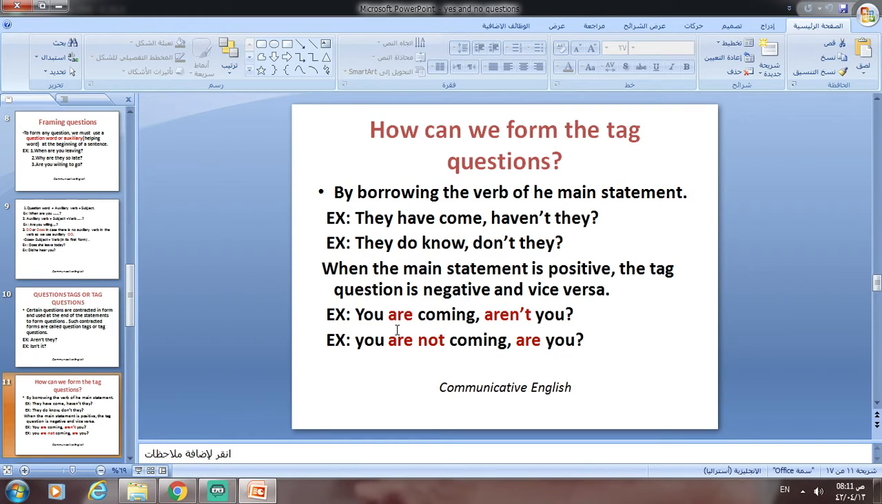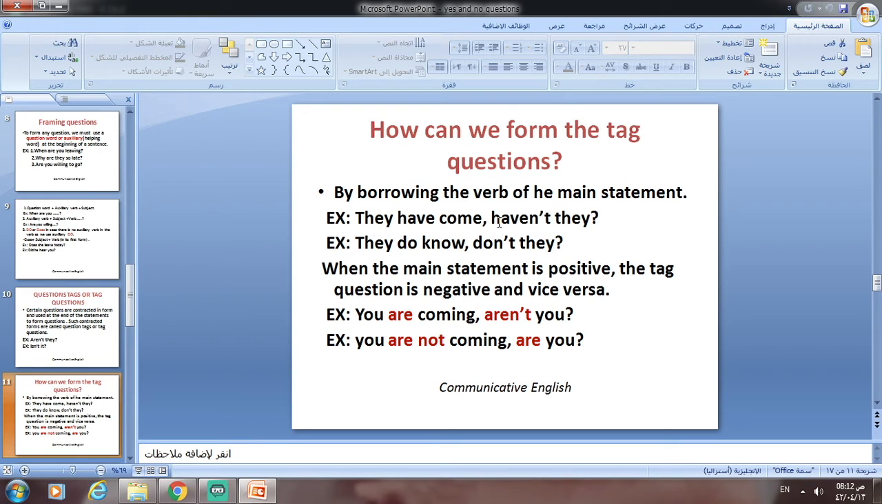Now I want to explain to you how we can form the tag questions. It is a very simple and easy way: by borrowing the verb of the main statement. So here we have "they have come." Here is the subject, and here is the verb. We borrow the verb and put it at the end of the sentence, and then we put the subject.